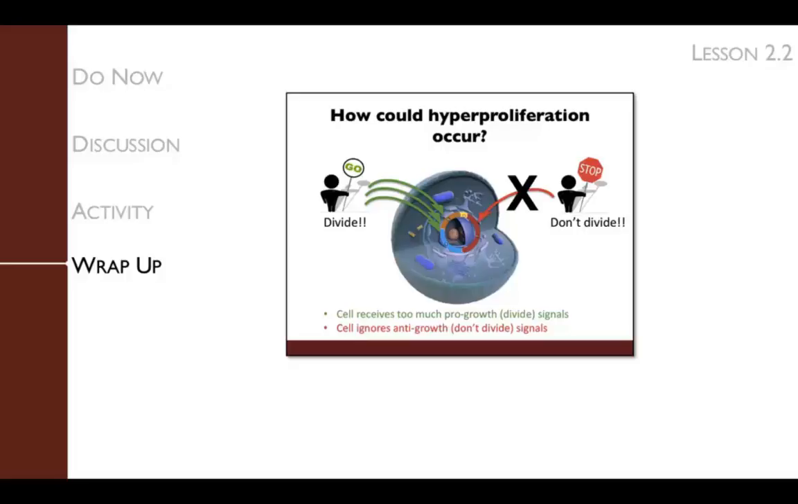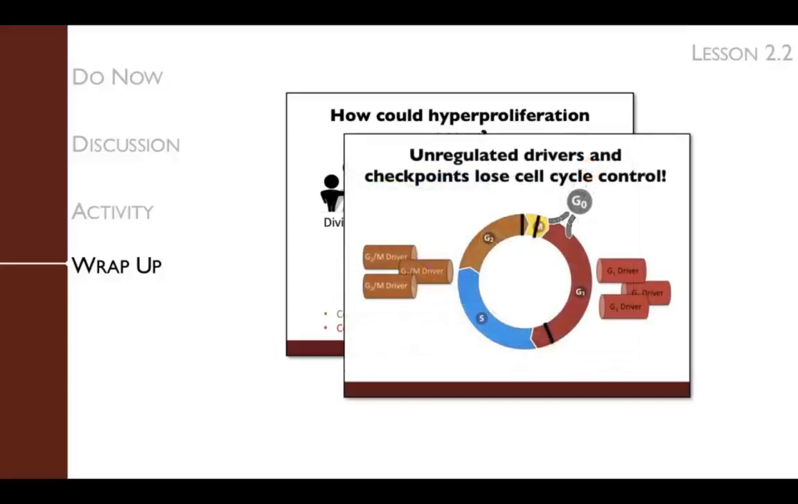Too many divide signals is analogous to pressing too hard on the accelerator. Not enough don't divide signals is analogous to not pressing on the brakes hard enough. A stuck accelerator or broken brake is analogous to a defective driver or checkpoint protein. Next, we think about what happens if the car loses control. Drivers and checkpoint proteins can become defective if they are mutated. The car going too fast is analogous to hyperproliferation.